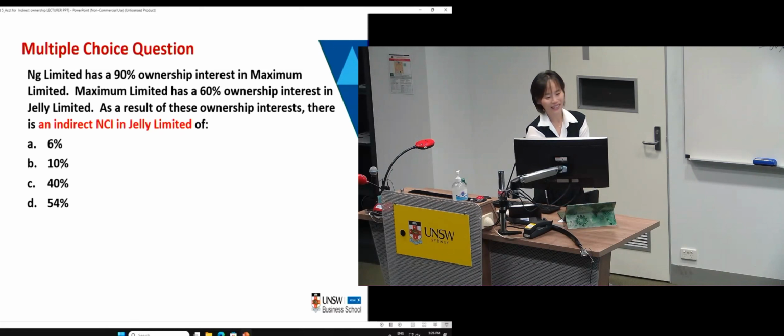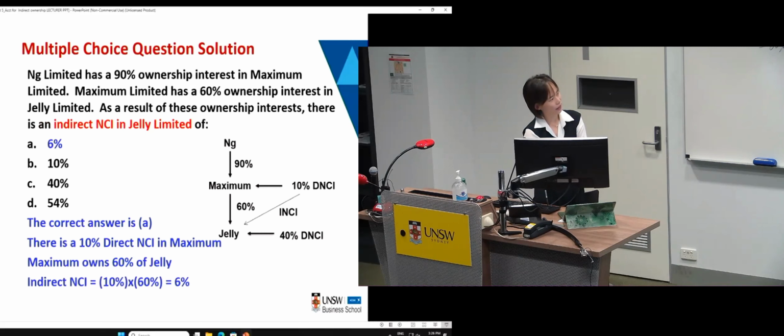So you can see the parent's INCI in Jelly, right? So that is the DNCI of maximum 10%. This party has an indirect non-controlling interest in Jelly. So using 10% multiplied by 60%, the INCI in Jelly is 6%. Well done. Okay. All right.